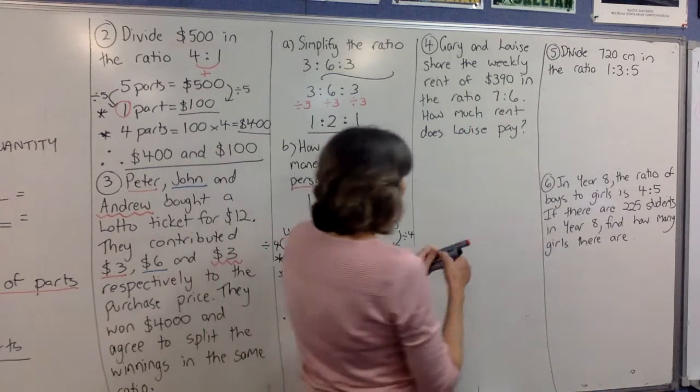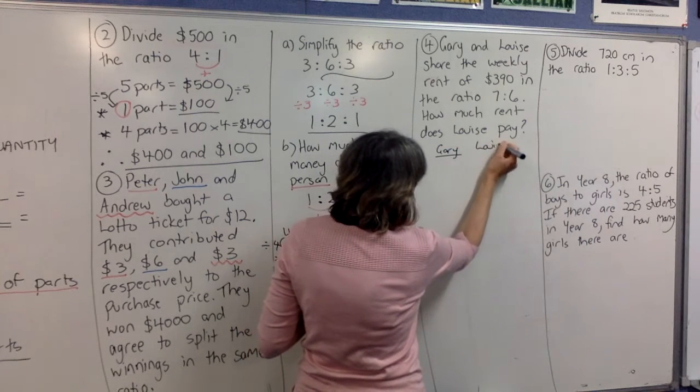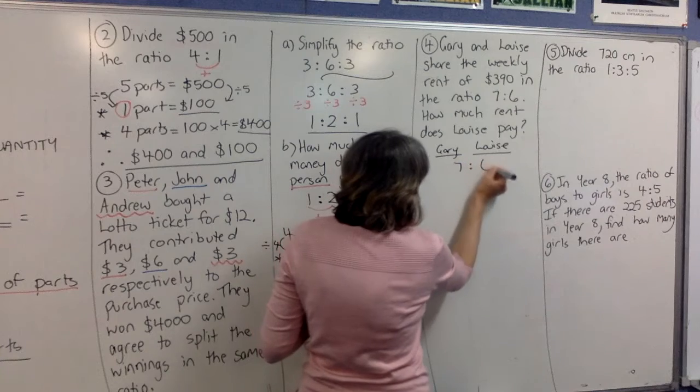Okay, so if we write this down, we have Gary and Louise in that order in the ratio 7 to 6.